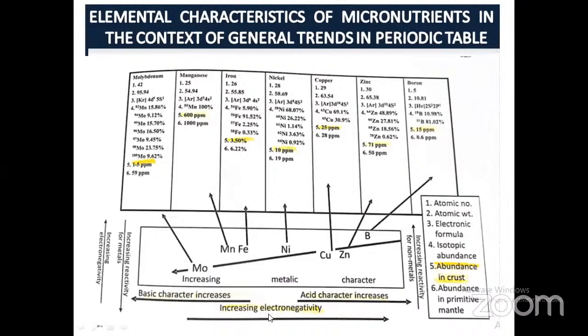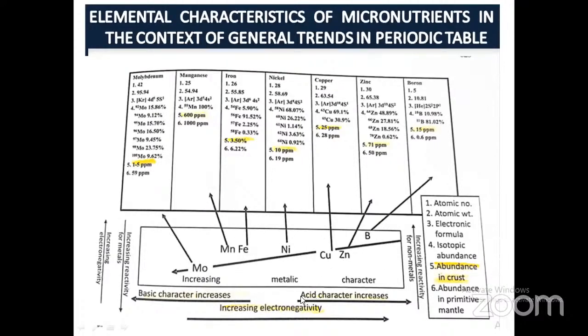No, ma'am. Okay. So electronegativity is the tendency of any atom of the element to attract shared electrons. So it is the tendency of any element to attract electrons. कोई element electrons को कितना अपनी तरफ attract करता है, that is electronegativity. So this boron is having high electronegativity, means it is having the tendency to attract electrons. And this molybdenum is having least electronegativity if we see these elements.